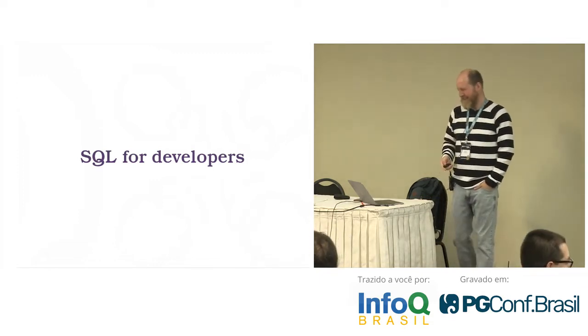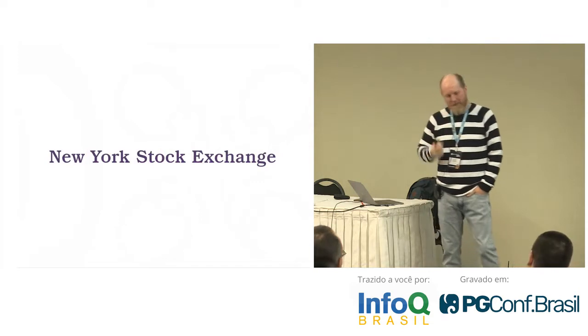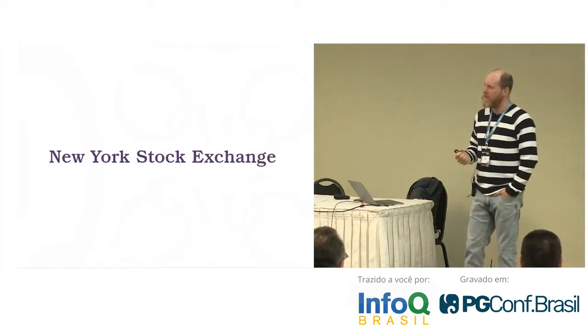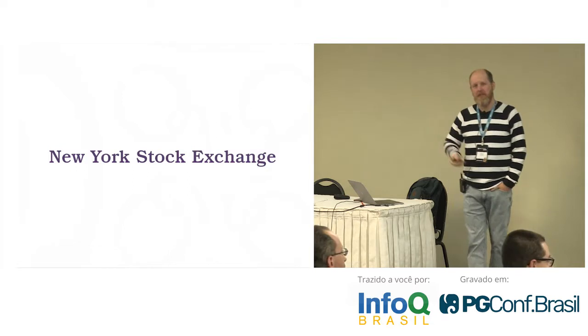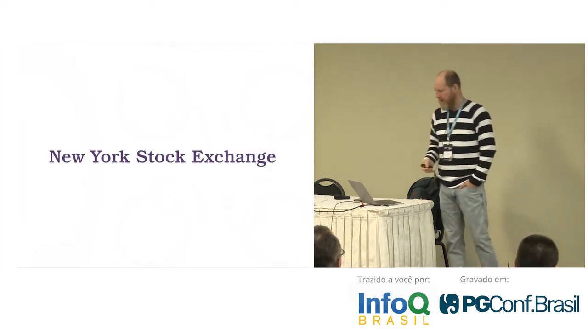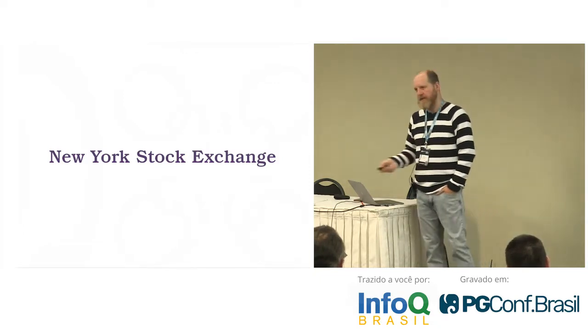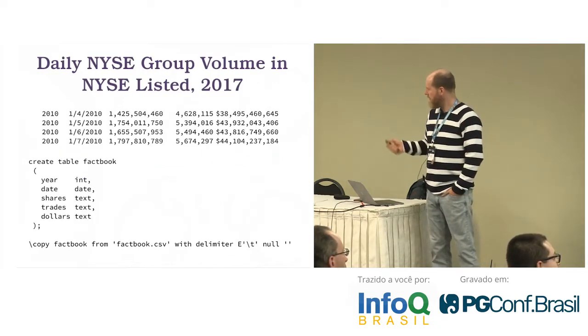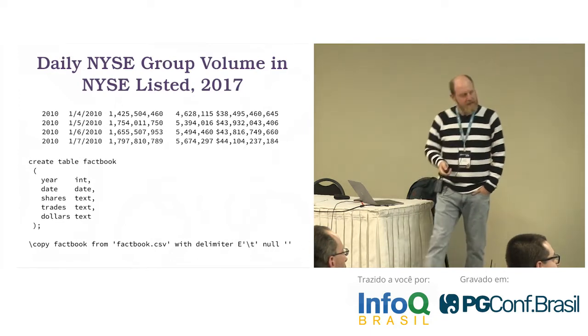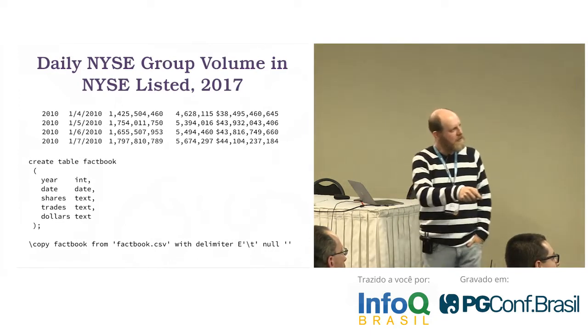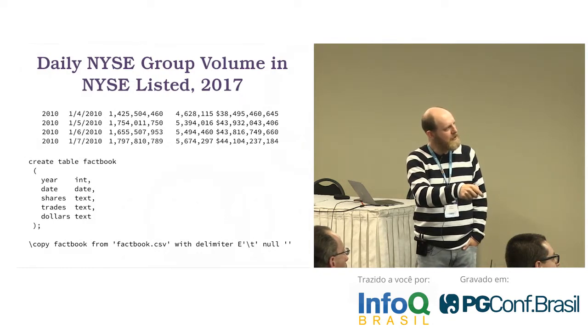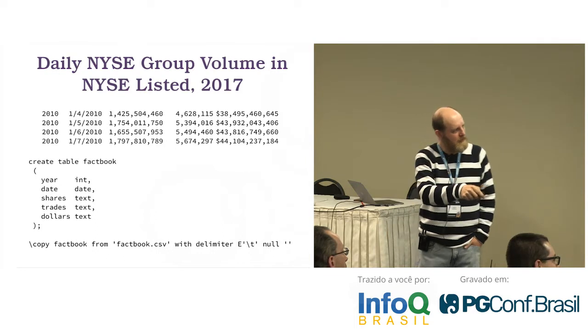So let's get started. I'm going to take an example with the data from the New York Stock Exchange, because it's open data, it's easy to download, and it's easy to understand. So it's a good fit for a quick chat like today. So the data looks like this. You can see that we have several columns. We have the year, the date, how many shares were exchanged that day in the stock exchange. Then that's the number of trades, and that's the number of dollars that this represents.